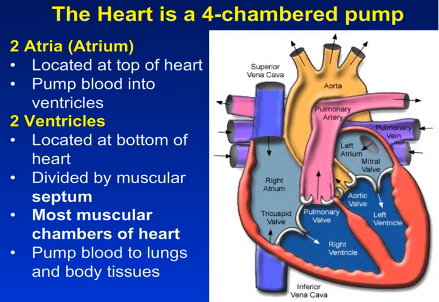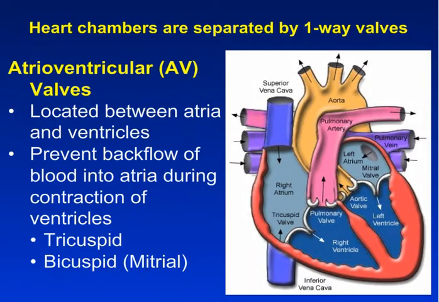So it tends to be the most muscular chamber in the heart. Now, the heart chambers are separated by one-way valves. And why do you think this is necessary? Well, having one-way valves prevents the mixing of blood from oxygen-rich and oxygen-poor areas of the heart, and it also prevents blood from going backwards, which would be very, very inefficient.